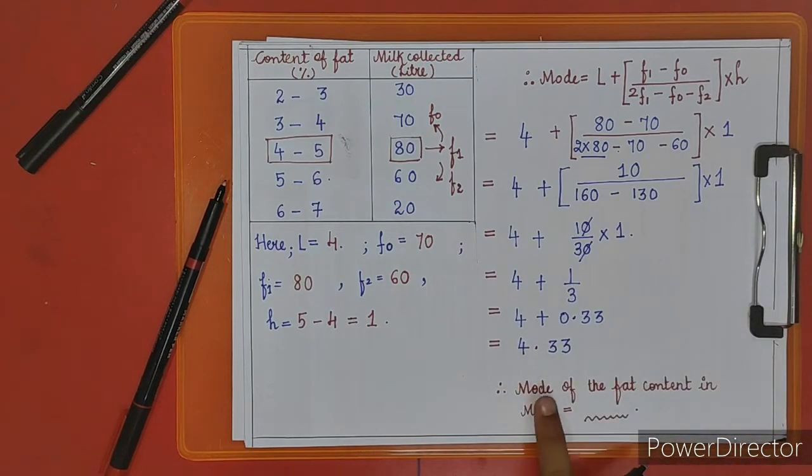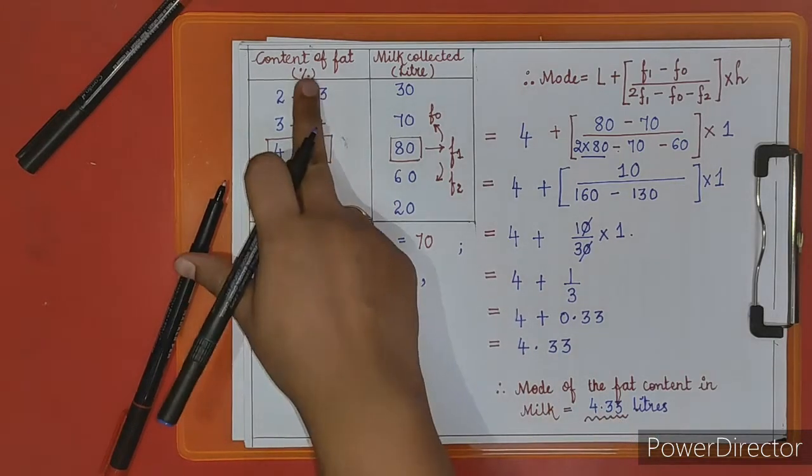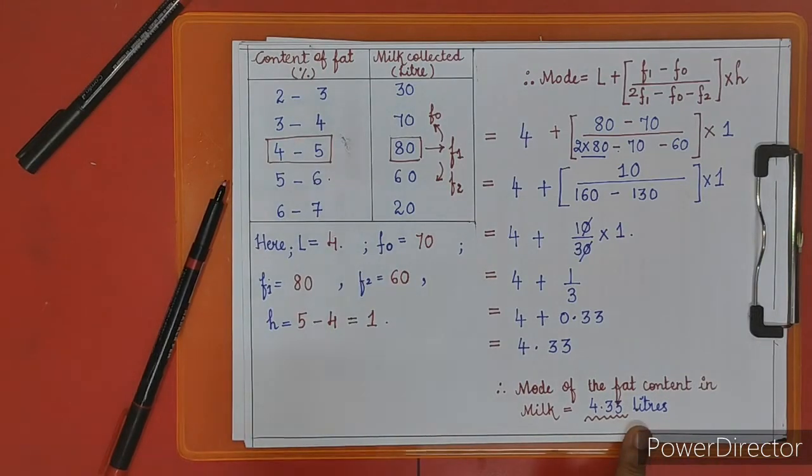4.33. So the mode of fat content in milk is 4.33 liters. Now I have kept the unit liters because I have explained it in the question. Fat in milk, when it is counted, it is not counted in percentage, it is counted in liters.